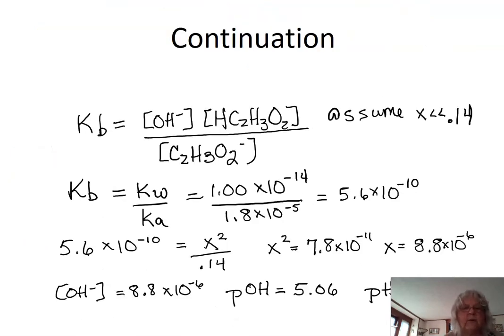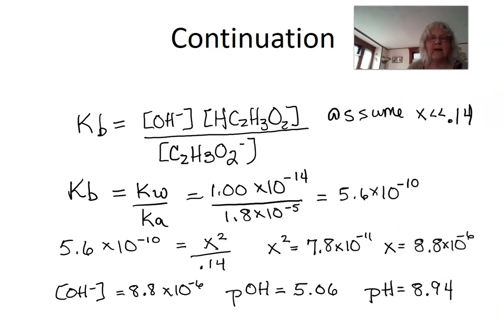So I wrote my equilibrium expression. It's a Kb, products over reactants. You can go back and look at the reaction we wrote on the last page. We're going to make our same assumption that x is much smaller than the starting concentration. Now I want to plug in the equilibrium values, but before I do that I have to calculate the Kb. I find that by using the relationship that Kb times Ka equals Kw.